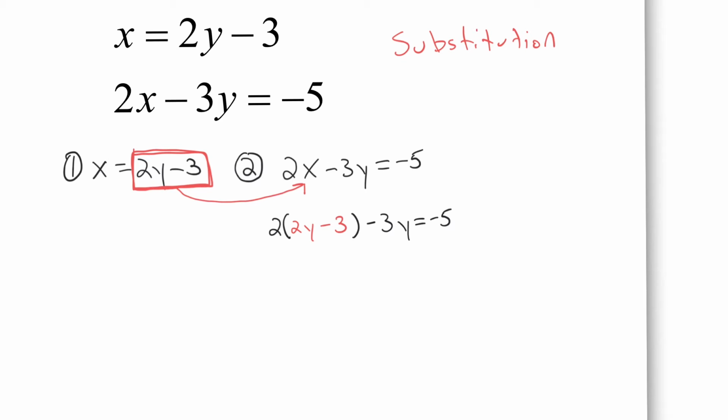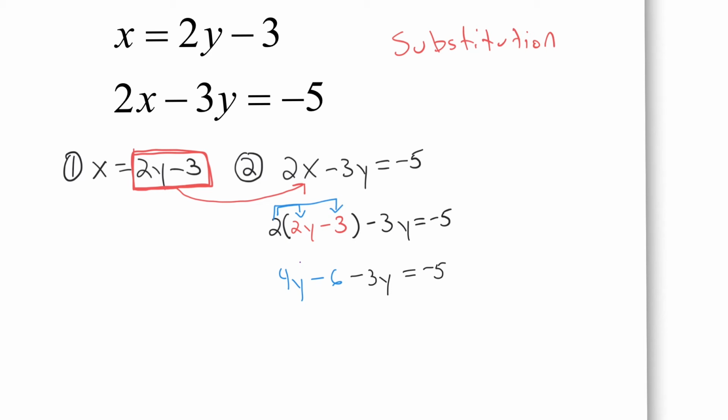You guys need to solve for the variable. And notice that the variable that we have in this equation here is the y. So we want to solve for that y value. So I'm going to distribute the 2 outside the parentheses to the inside of the parentheses. So 2 times 2 is 4 with the y. 2 times negative 3, that's negative 6. You guys bring down the minus 3y, and we have the negative 5 on the other side.